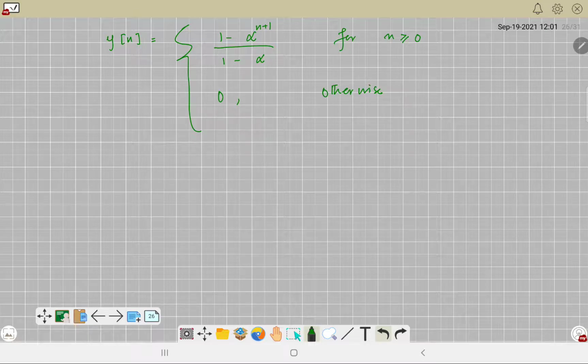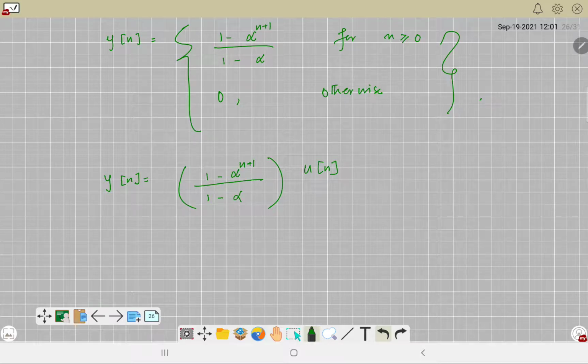Okay. And sometimes there is an alternate way of expressing this: if your signal only extends for the positive values of n, you can simply do one thing: take this value and multiply it by u of n. This is an alternate way of expressing this in terms of unit step, because we know the conventional unit step extends from 0 to infinity. So if your signal is also defined for that particular range, you can simply multiply it by u of n.